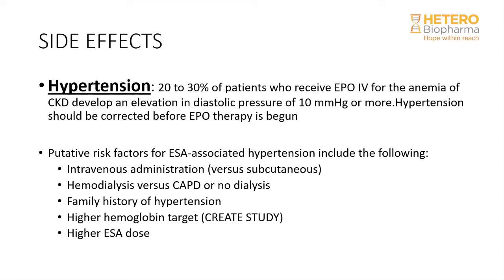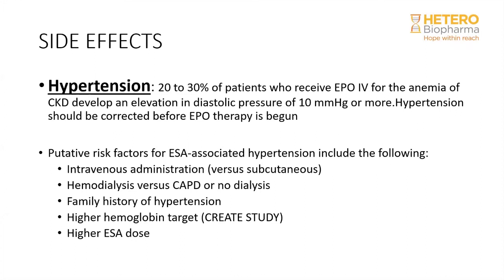Some of the factors associated with ESA-related hypertension include intravenous administration, patients on hemodialysis, and patients on PD, family history of hypertension, a higher hemoglobin target, which was proven by the CREATE study, and a higher ESA dose. These are some of the reasons why you can have high blood pressure when on EPO. In fact, the possible mechanisms that have been explained are that EPO administration has been associated with lower circulating nitric oxide, higher endothelin, and RAS activation. These are some of the mechanisms for hypertension on EPO.